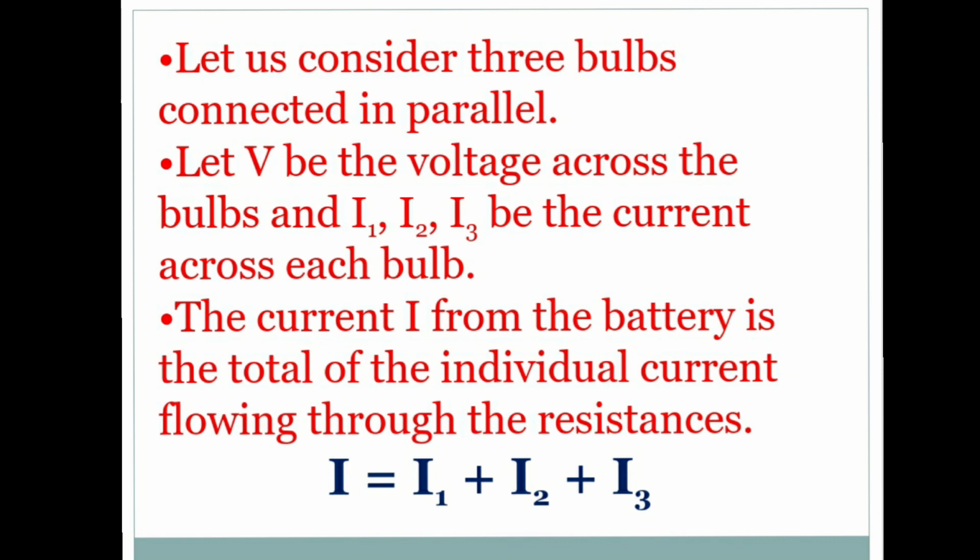Let V be the voltage across the bulbs and I1, I2 and I3 be the current across each bulb. The current I from the battery is the total of the individual currents flowing through the resistances. I is equal to I1 plus I2 plus I3.